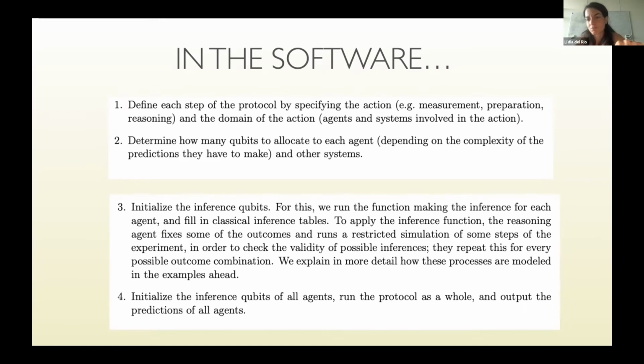And then what we need to do is to initialize these inference qubits that encode Bob's beliefs. And for this, we put ourselves in the place of Bob, and the software automatically runs these simulations. What goes into these simulations is what classical abstract logic Bob uses, and what interpretation of quantum theory Bob uses as well. In this case, for most interpretations, you get the same, but later on you'll see it's a bit different. And then again, we have the inference qubits of all agents. We run the protocol, and it outputs the predictions of all the agents.